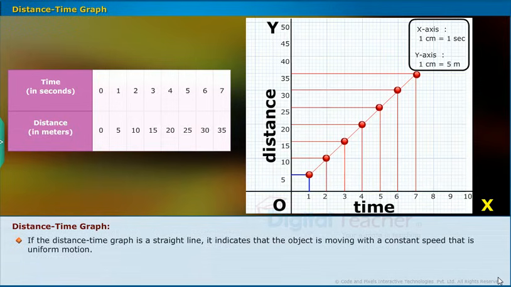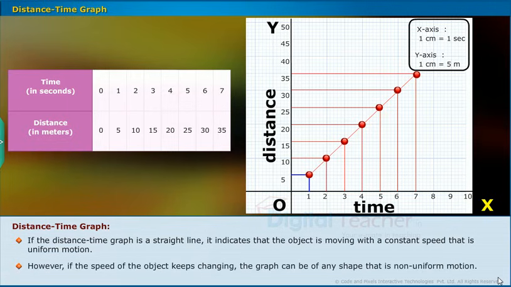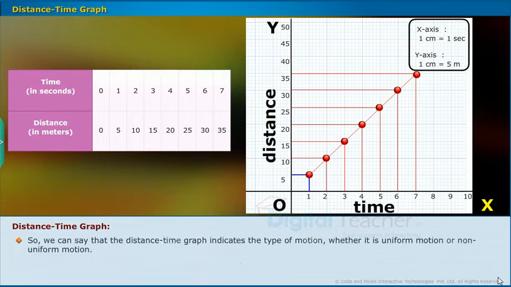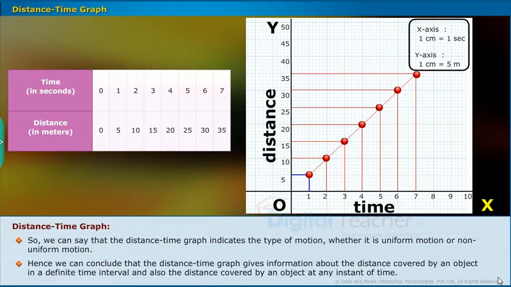If the distance-time graph is a straight line, it indicates that the object is moving with a constant speed, that is, uniform motion. However, if the speed of the object keeps changing, the graph can be of any shape, that is, non-uniform motion. So, we can say that the distance-time graph indicates the type of motion, whether it is uniform motion or non-uniform motion. Hence, we can conclude that the distance-time graph gives information about the distance covered by an object in a definite time interval and also the distance covered by an object at any instant of time.